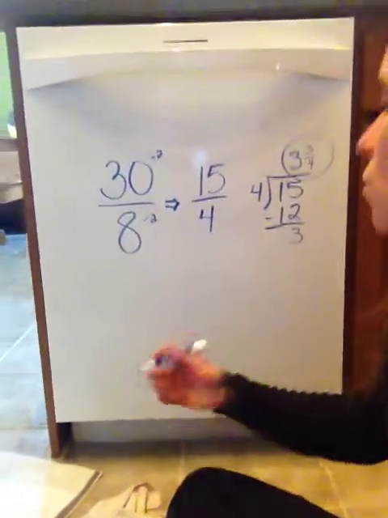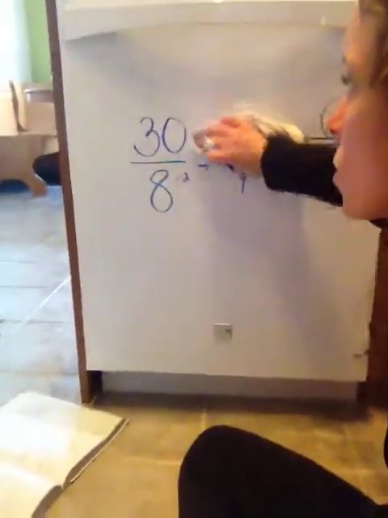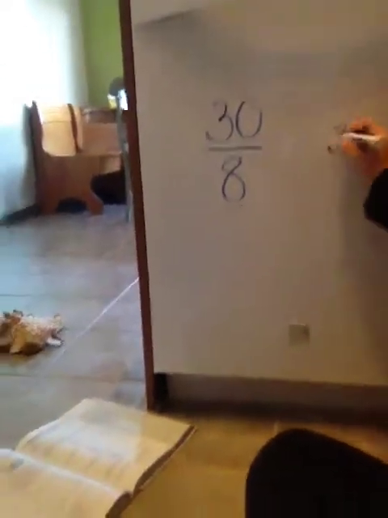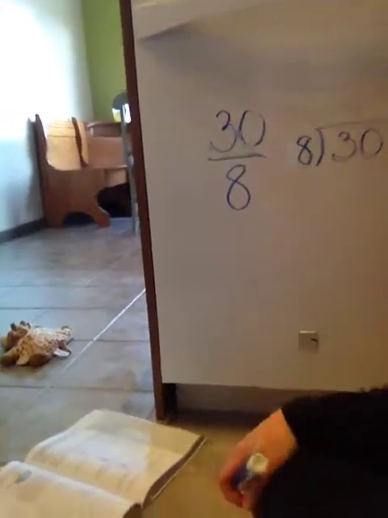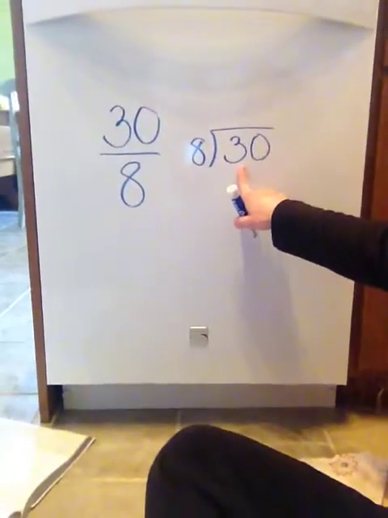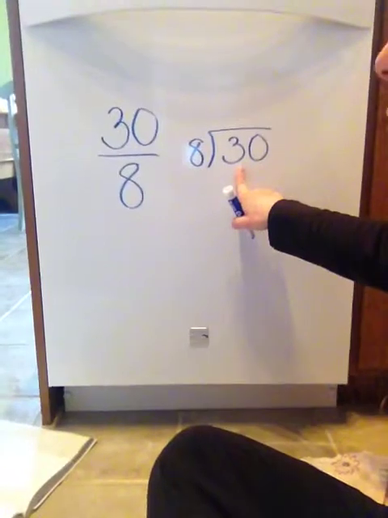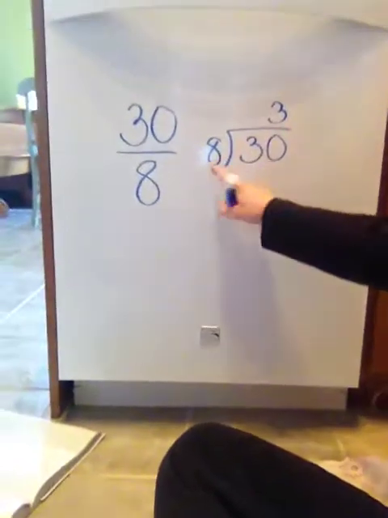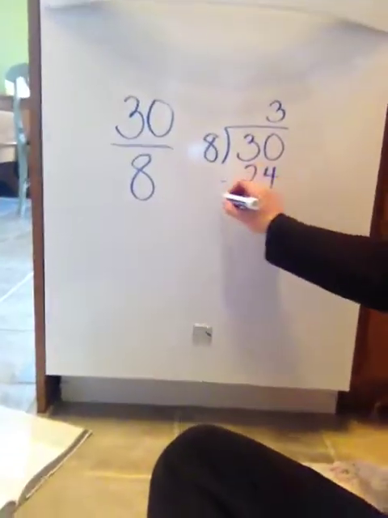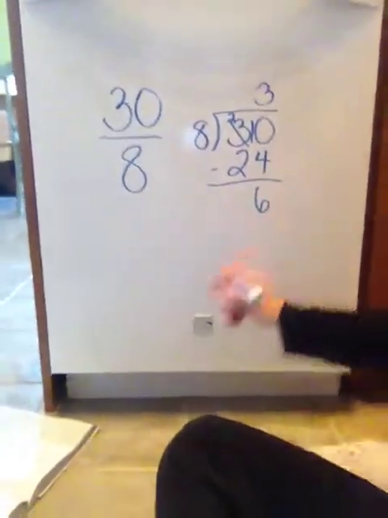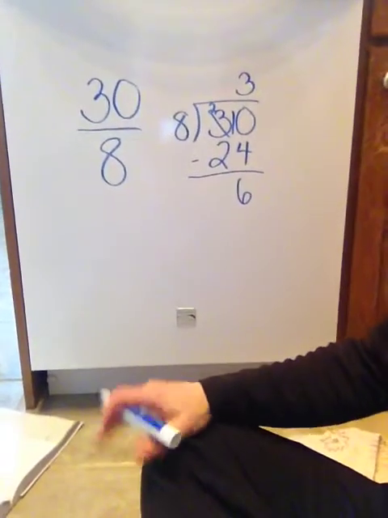Or you can do it the other way, which is don't reduce first and divide first. So I just do 30 divided by 8. So 8 goes outside. Okay, 8 goes into 30 how many times? 4 times would be 32, so that's too much. So I've got to go with a 3. 3 times 8 is 24. Subtract, I'm going to borrow. This becomes 6. Okay, there's nothing else to bring down, so I'm done.